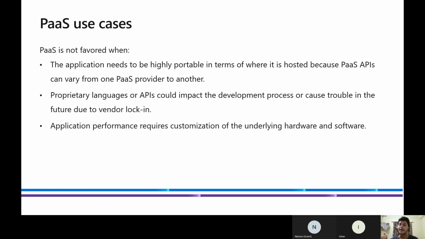Proprietary language or APIs could impact the development process or cause trouble in the future due to vendor lock-in. Right. So if you are changing your deployment status or your server, many things you might have coded according to Azure, but when you are changing into AWS, then it can create hindrance because you have coded or done the things according to Azure.